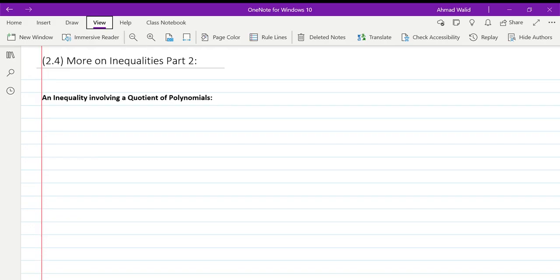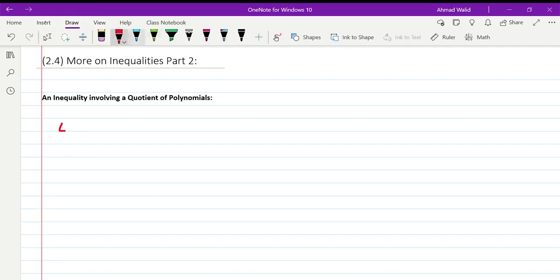For example, if they give us x plus 3 over x minus 4 greater than or equal to 0, we call this an inequality involving a quotient of polynomials, or in very simple terms, a rational inequality. Don't confuse this inequality with this one.